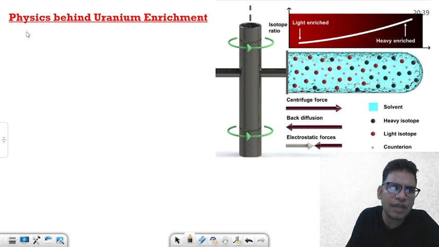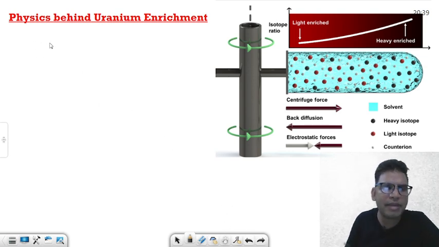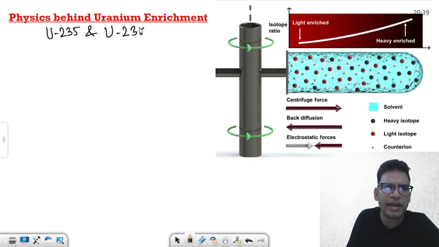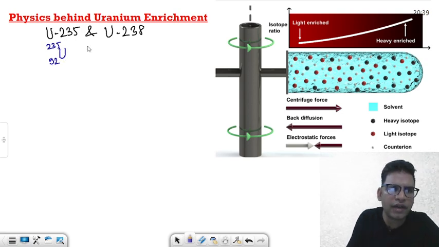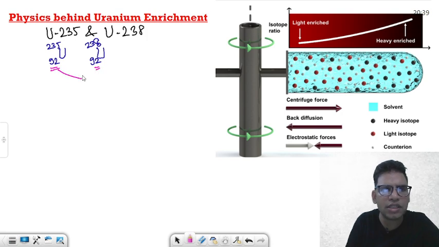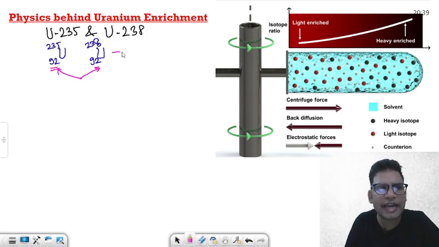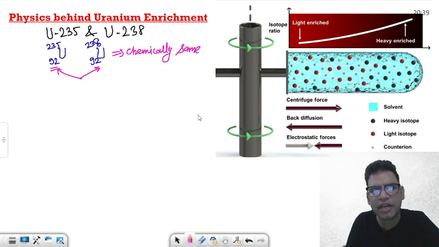Let me tell you why you can't use chemical methods. Uranium-235 and uranium-238, if you were to write it in the language of chemistry, you write 92-235 and uranium-92-238. Let me tell you, the number of neutrons are different. This number denotes the number of protons. It also signifies the place in the periodic table. So they are chemically the same. Essentially, both are chemically the same, not chemically different.